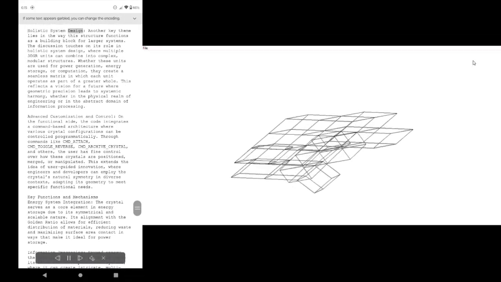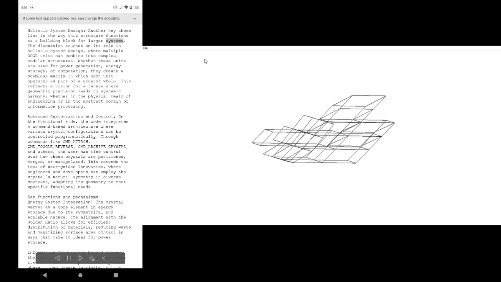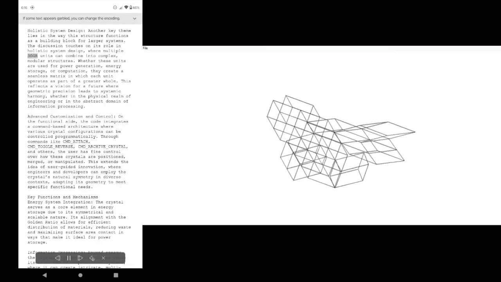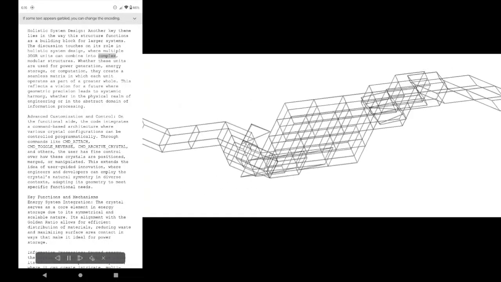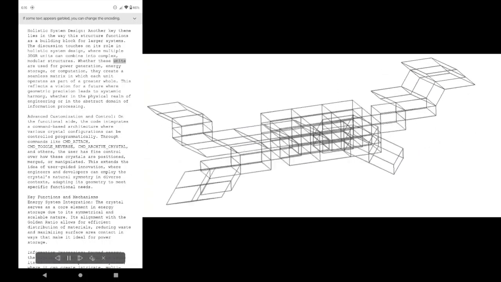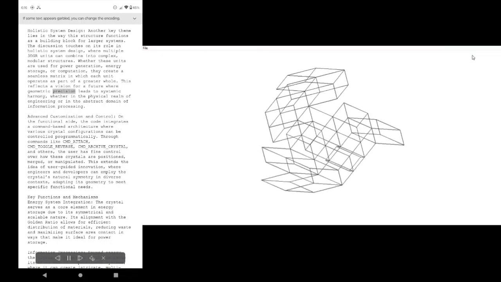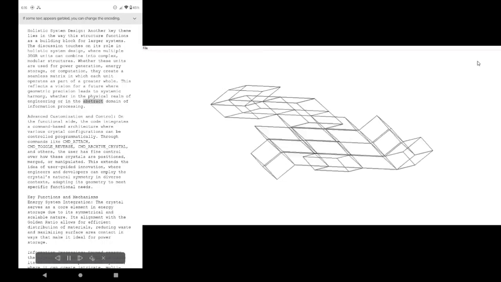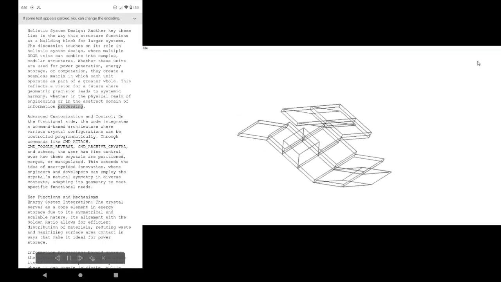Holistic system design. Another key theme lies in the way this structure functions as a building block for larger systems. The discussion touches on its role in holistic system design, where multiple 3D jar units can combine into complex, modular structures. Whether these units are used for power generation, energy storage, or computation, they create a seamless matrix in which each unit operates as part of a greater whole. This reflects a vision for a future where geometric precision leads to systemic harmony, whether in the physical realm of engineering or in the abstract domain of information processing.